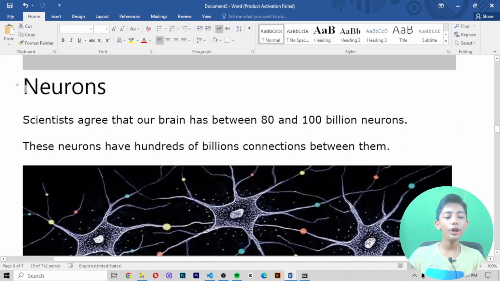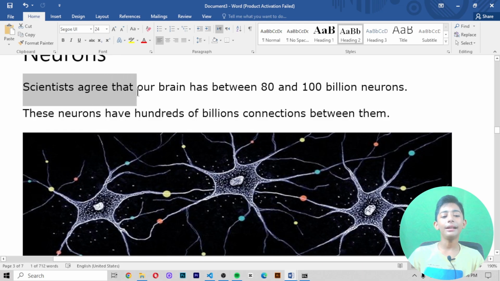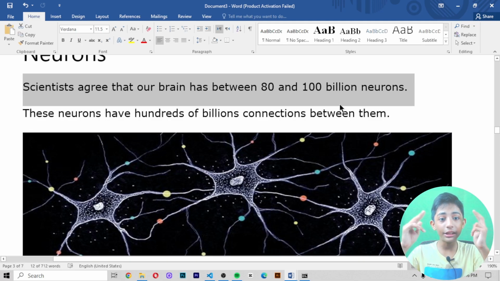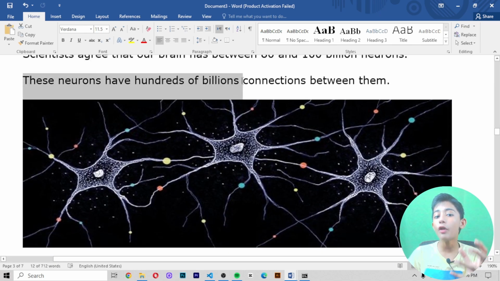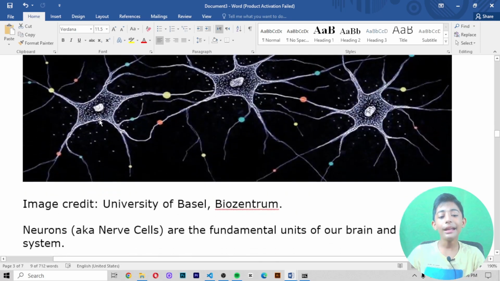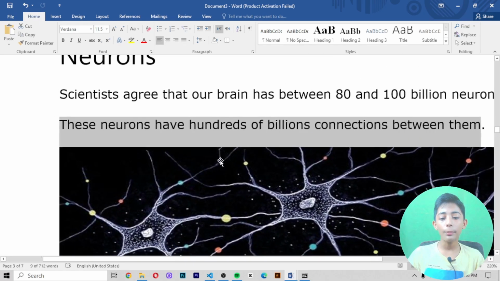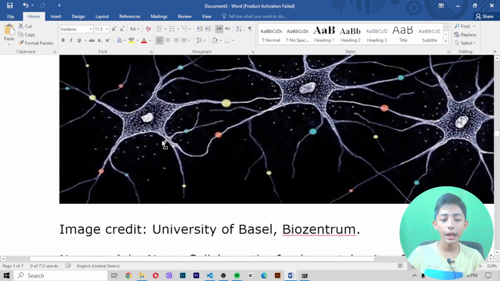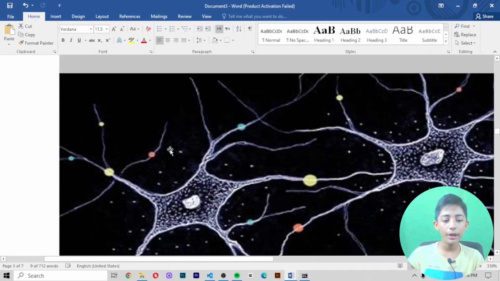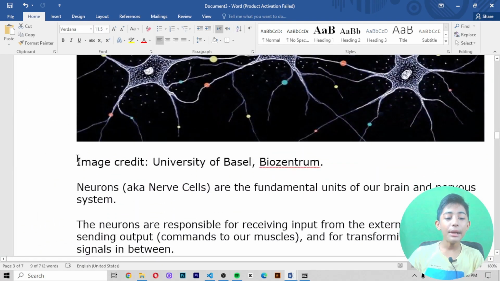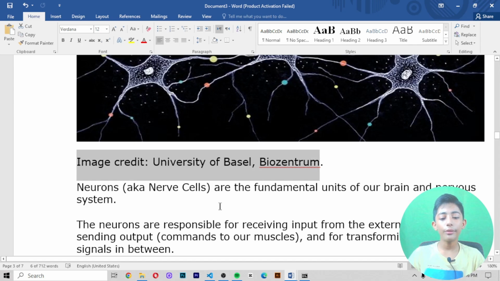Now let's come to neurons. Scientists agree that our brain has between 80 and 100 billion neurons. Our brain, like this is my brain, has between 80 and 100 billion neurons. These neurons have hundreds of billions of connections between them. Like in this type of diagram you can see here, this diagram has been made, you can see it here. Now let's come here. Image created by the University of Basel.